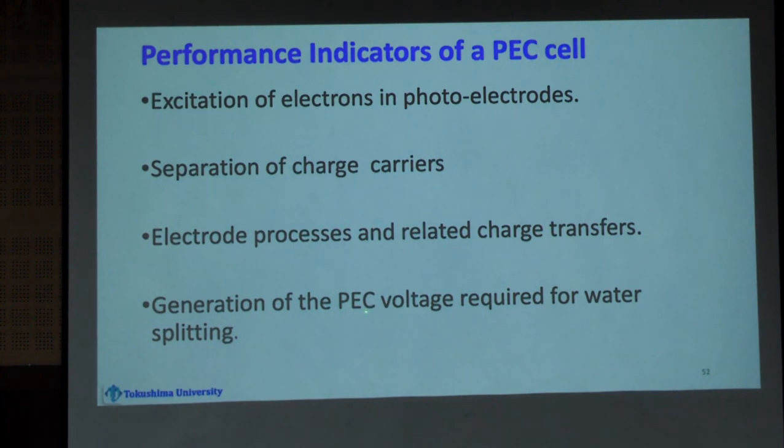Generation of photovoltage required for water splitting. So when this charge moves, a certain voltage is required to initiate the water splitting. Once this voltage is acquired, the water gets split. H2O splits into hydrogen and oxygen, and bubbles start to come out from the solution, and those bubbles are nothing but the hydrogen.